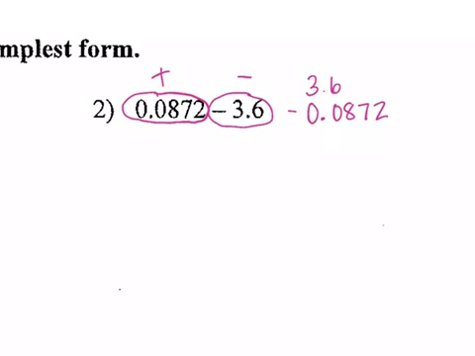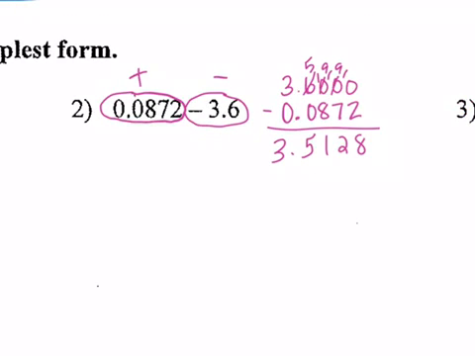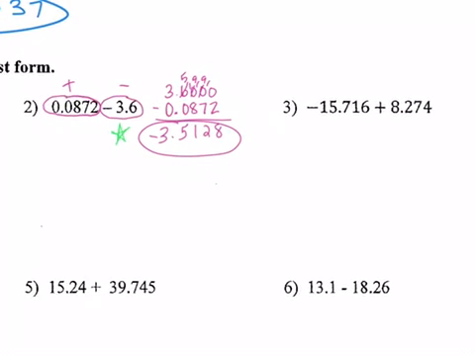0.0872. If it helps you, add those zeros so you can see when you go to borrow. So borrow from your 6. You should have 3.5128. Is your answer going to be positive or negative? It's going to be negative, because the bigger number is negative. Our bigger digit is negative, so that makes our whole answer negative. 3.6 is bigger than 0.0872, so that makes our answer negative.